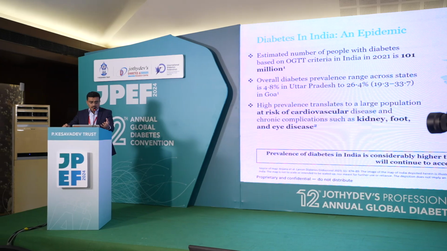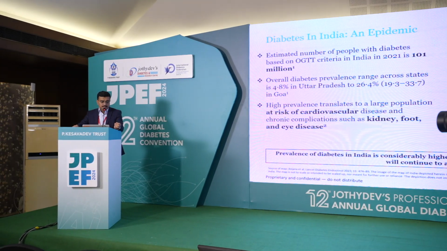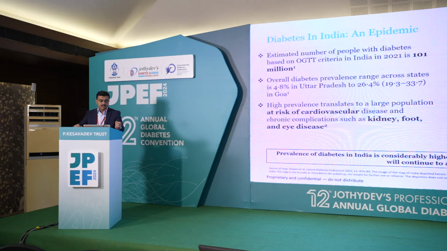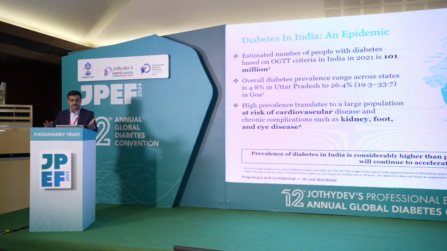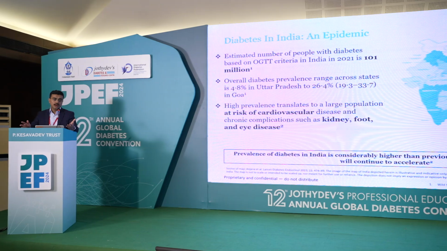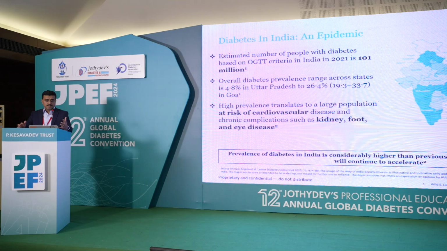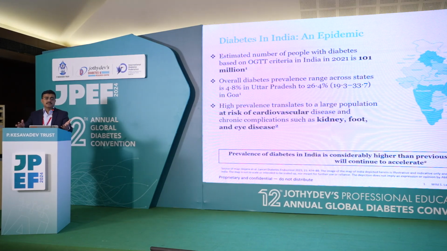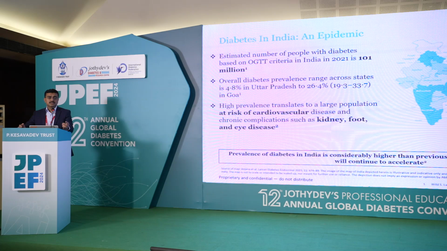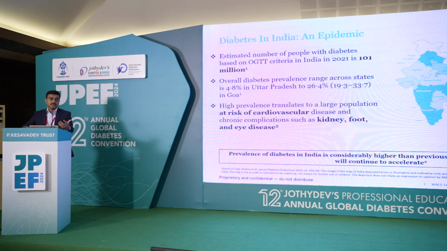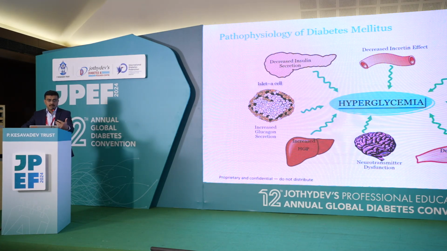So we know that by the OGTT criteria, there are around 101 million people with diabetes, and overall diabetes prevalence ranges from 4.8% in UP to 26.4% in Goa, with Kerala and Tamil Nadu reaching almost up to Goa. So the prevalence is quite high, 24%, 25% or 20%. It's actually 1 in 4 or 1 in 5, which is almost like everybody should be a diabetologist in future. So the high prevalence translates to a population at risk of cardiovascular disease and other complications, both macrovascular and microvascular, which were already covered in the previous talk. Also it was said that there are so many beneficial drugs, which I will also be touching on.